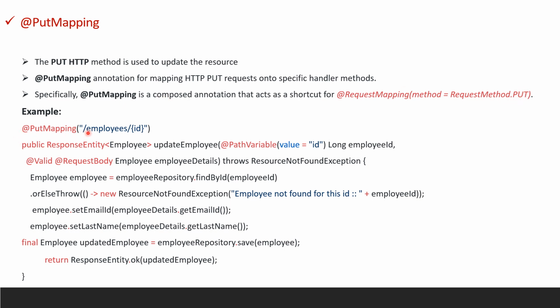Here is a @PutMapping example: employees/id, where we find the employee by his or her id. If it is not present, we throw an exception. For example, we have already set the id with the email id. If you want to update the same id with other information, like last name or any missing information of the same employee, we update using this PutMapping. After this, we save it and get the result.